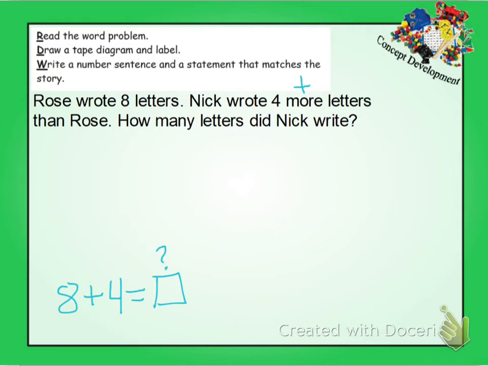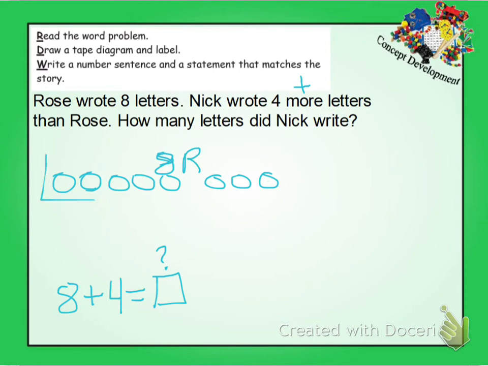So now, looking at this, I have to draw Rose's 8 letters. 1, 2, 3, 4, 5, 6, 7, 8. I'm going to write the 8. This is for Rose. So I'm going to box in these 8 for Rose.